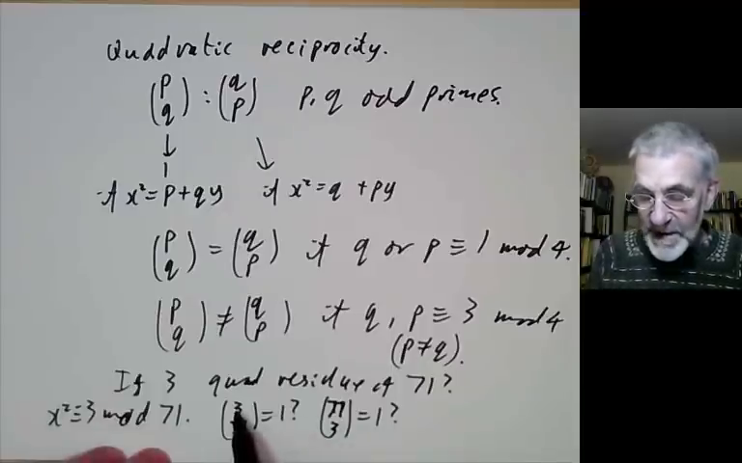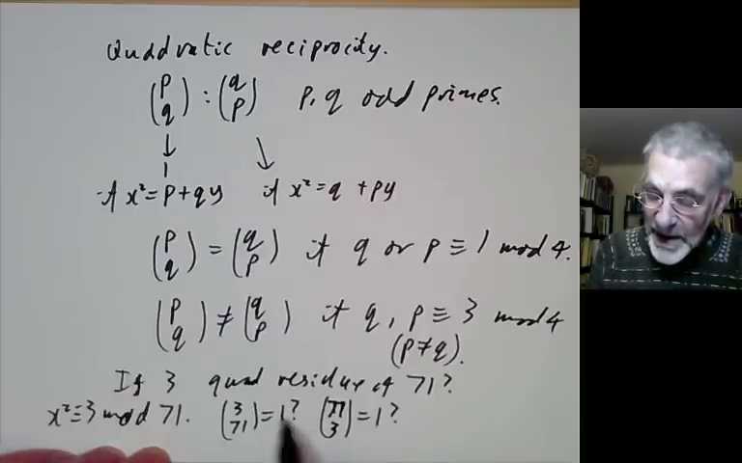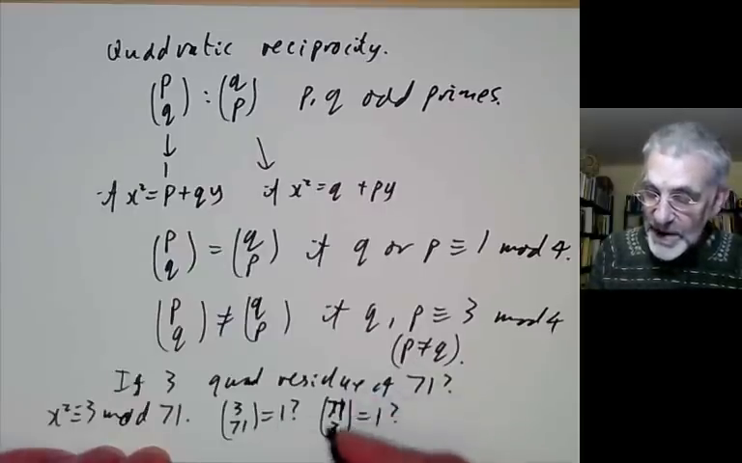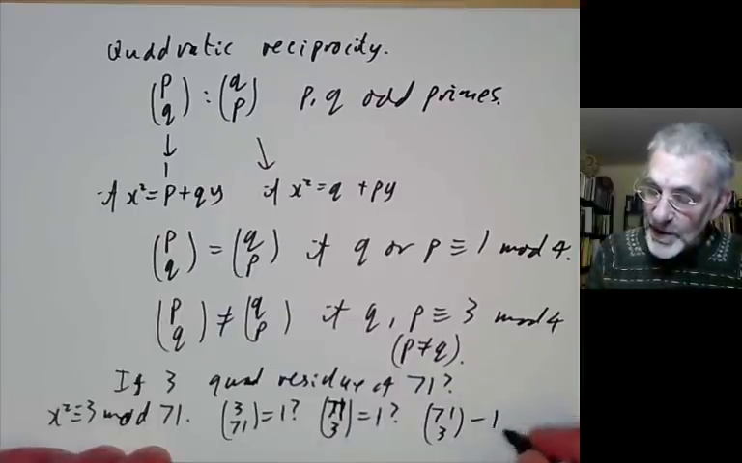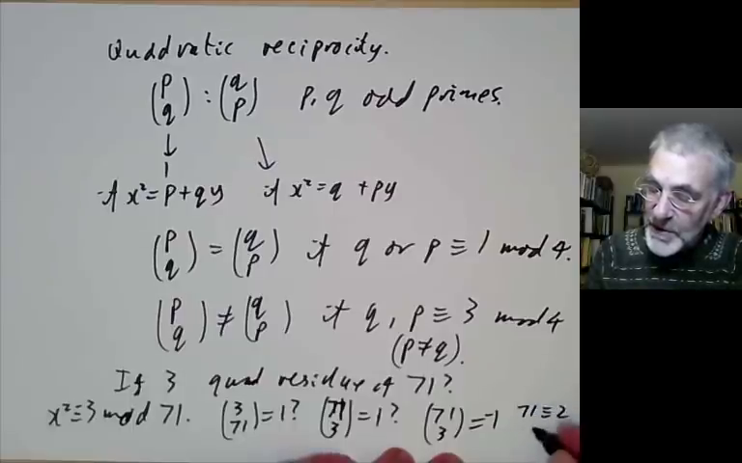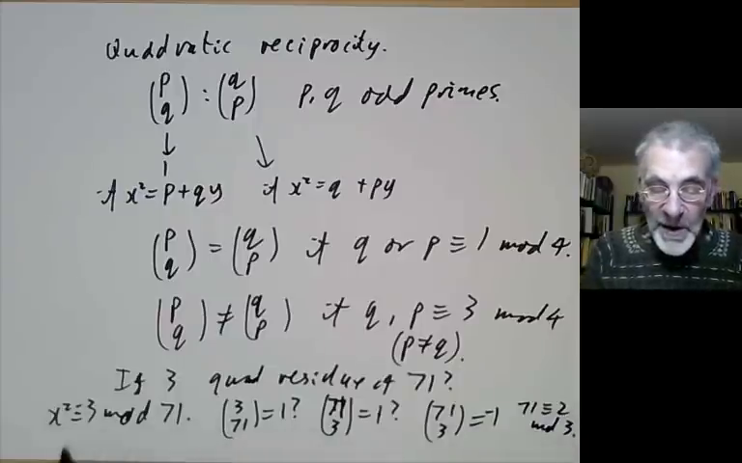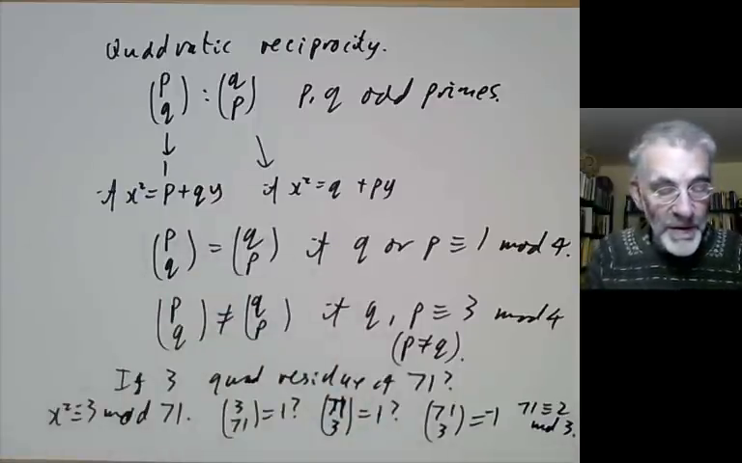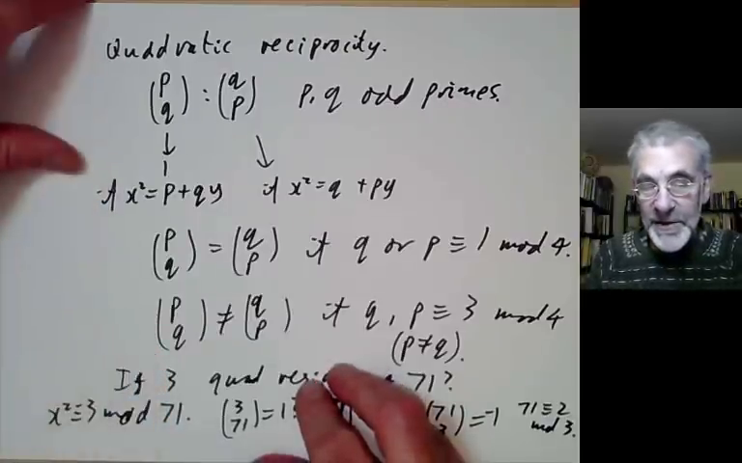because both of these are 3 modulo 4, so this number here is going to be the opposite of this number here. And (71/3) is minus 1, because 71 is congruent to 2 modulo 3, which is not a square. So we can very quickly figure out whether numbers are squares or not using the law of quadratic reciprocity without doing a lot of slightly tedious calculation.